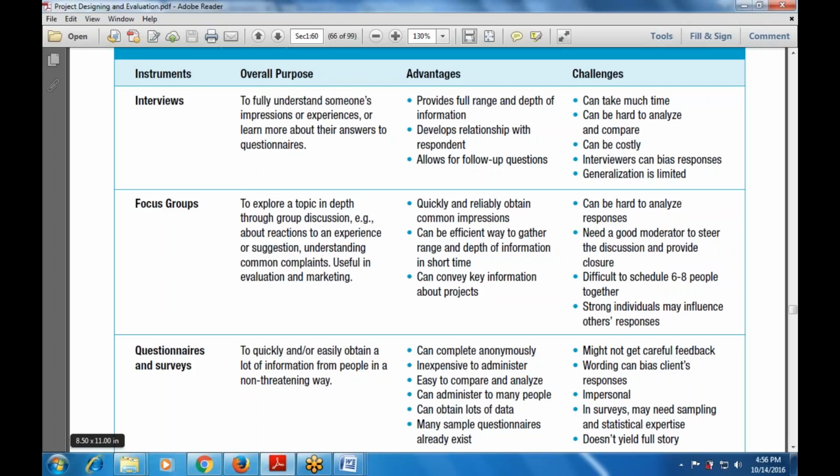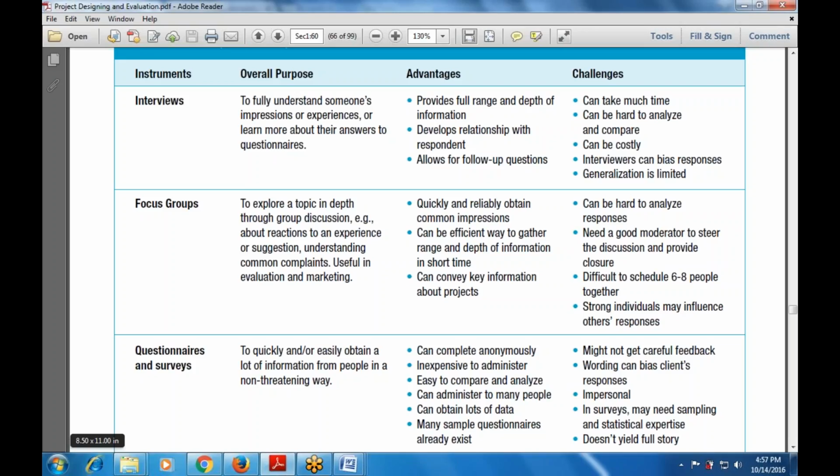There is no threatening, everything is in written form. That is questionnaires and the surveys. So, to quickly or easily obtain a lot of information from the people in a non-threatening way. Now, what are the various advantages? First advantage is that it can be completed anonymously. So it can work very well. So it can be completed anonymously.